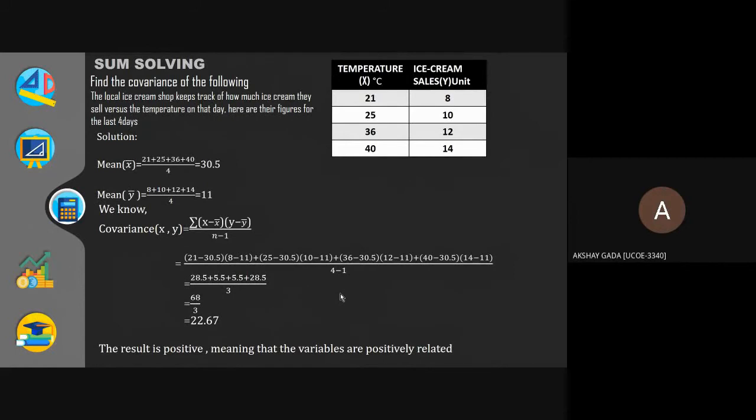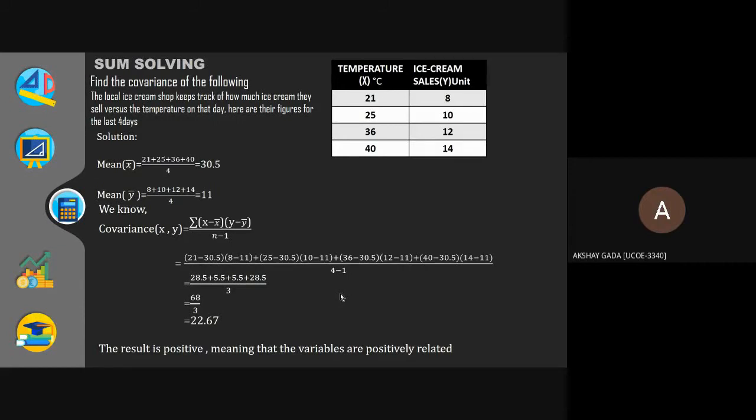In this problem, sales of ice cream increase due to the increasing temperature in summer. So in this problem, there were two variables, temperature and ice cream sales, which increase in the x direction as well as the y direction, which shows the positive relation between both of them.